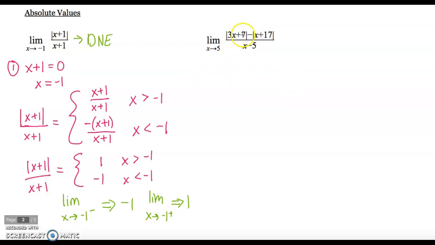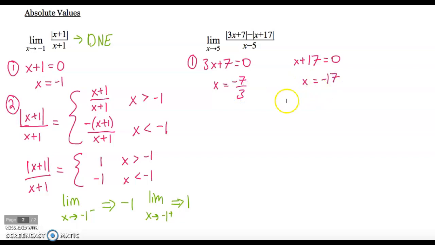So I'm just going to break up those pieces individually and see where their breaking points are. Like I said, our first step was seeing where their breaking points are, and then our second step was to actually make our piecewise function. So let's do that here. For both of these, let's see what the breaking point of 3x plus 7 is, and then the same thing with x plus 17. So we'll end up with -7/3 and then -17 as our breaking points.